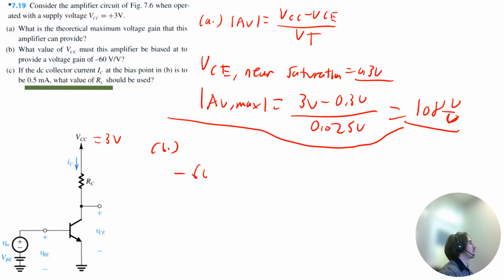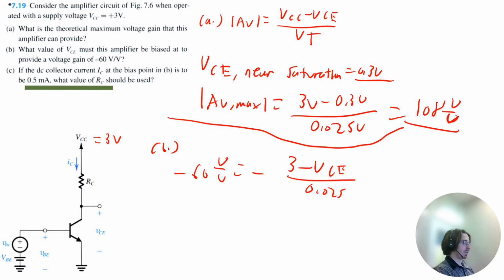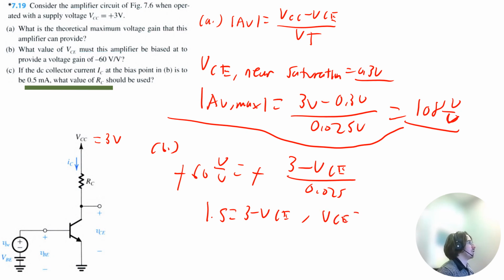So we have negative 60 volt per volt is equal to negative 3 minus VCE divided by 0.025. And now we just need to solve for VCE. I need my calculator. So let's multiply 0.025 by 60. And of course, these negative signs are just going to cancel out. So we have 60 times 0.025. So I have 1.5 is equal to 3 minus VCE. So therefore, VCE will be equal to 1.5 volts.